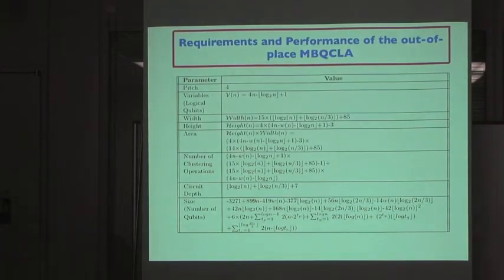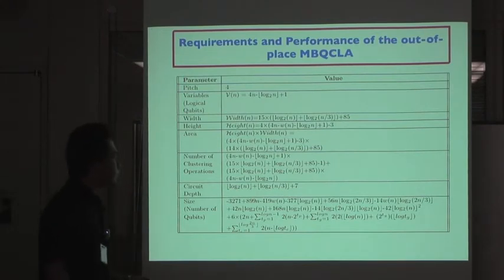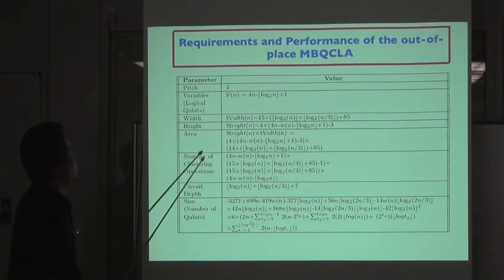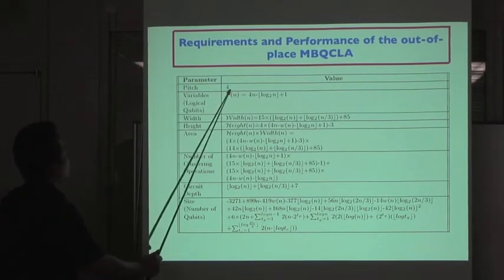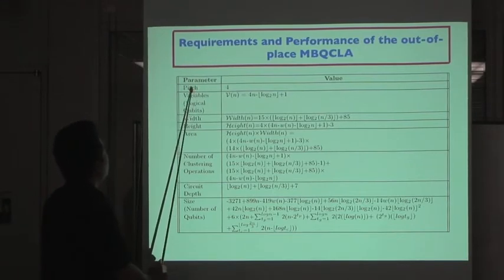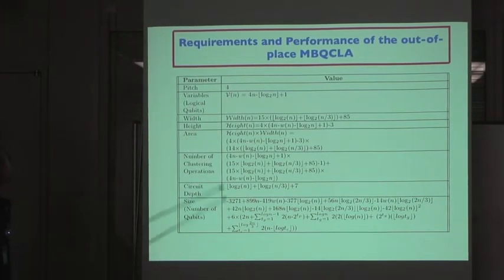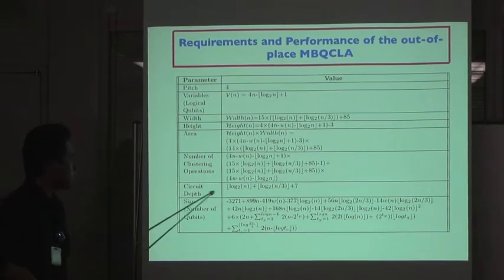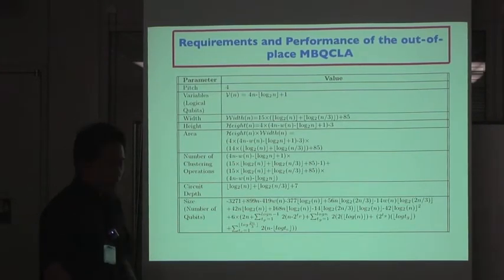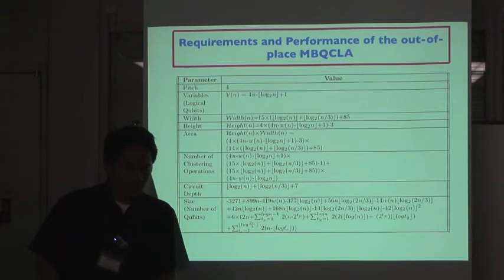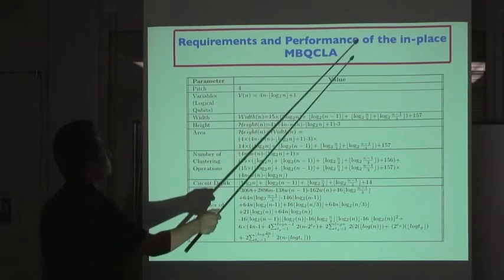And from the previous formulations, we can obtain the mathematical formulation for the circuit. So in our circuit, we obtain the pitch is 4, and the variable logical qubits, the parameters for the circuit are following: the width, the height, the area, the number of clustering operations, the circuit depth, and the size. This is for the out-of-place MBKCLE. And similarly, we can obtain for the in-place.